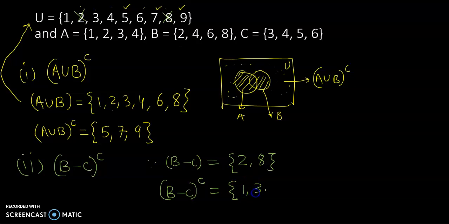So it is going to be 1, 3, 4, and then 5, then 6, 7, and 9. So that is B minus C complement for you. That is how some more problems of complement can be solved.